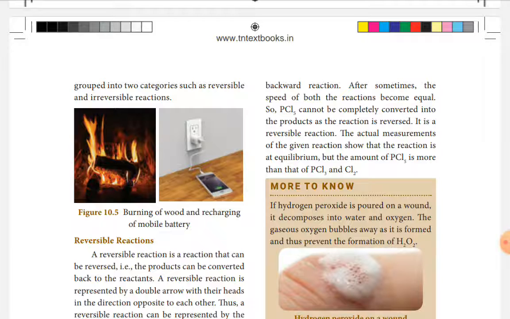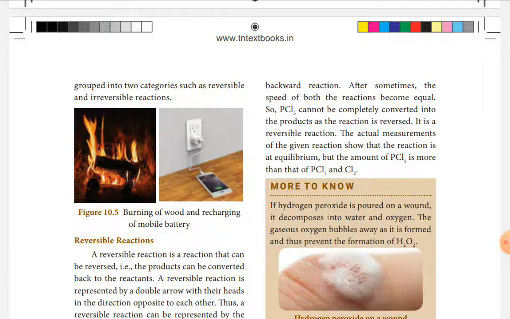After some time, the speeds of both reactions become equal. So phosphorus pentachloride cannot be completely converted into the products, as the reaction is reversible. Normally in a reversible reaction, only a portion of the reactant decomposes to give the product. Similarly, a portion of the product combines to give the reactant. So there will always be an equilibrium in a reversible reaction.